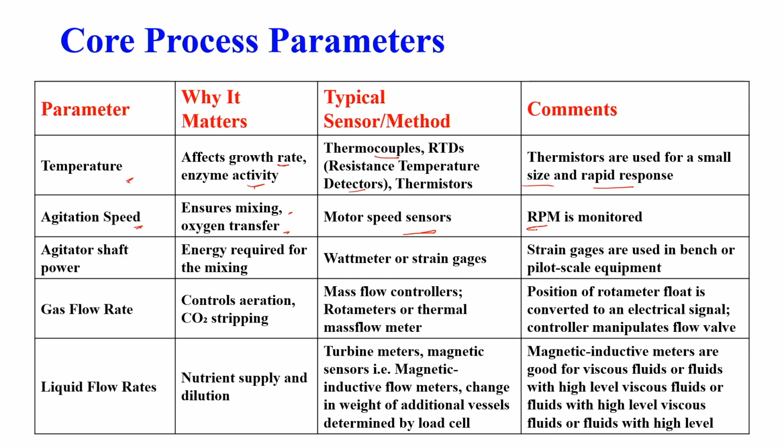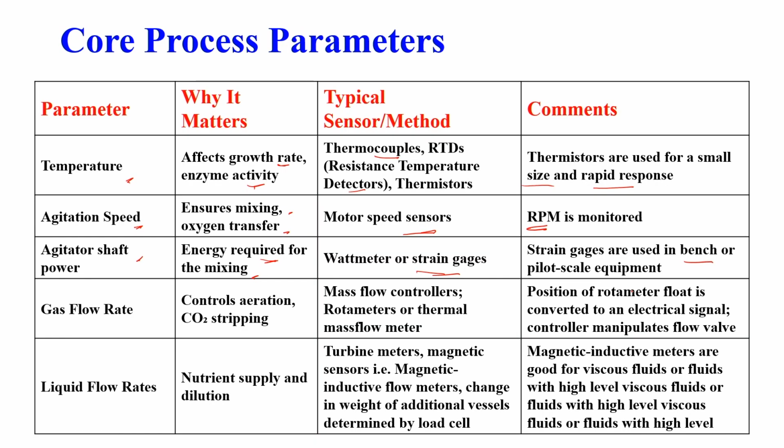So, what are we monitoring? We are monitoring typically the RPM. Agitator shaft power, how much power is required. It indicates the energy required for the mixing. For that, wattmeters or strain gauges are available, and typically these strain gauges are used in bench or pilot scale equipment.